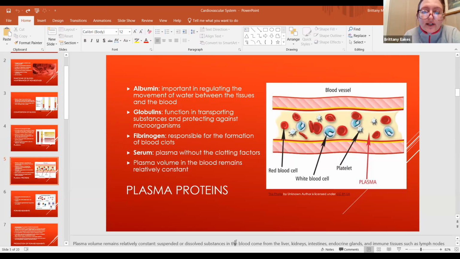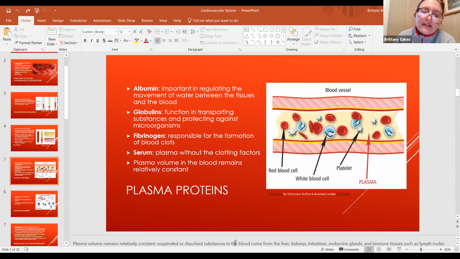Serum is plasma without the clotting factors. What happens when you have a blood clot is there's a matrix of fibrin that helps patch that blood vessel, and it actually pulls the blood vessel together. By pulling it together, that serum is squeezed out. And so that's plasma without fibrinogen.